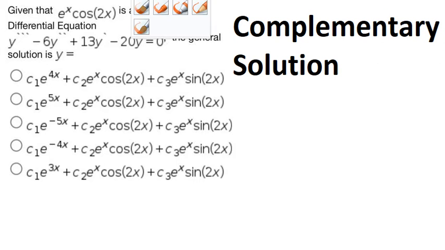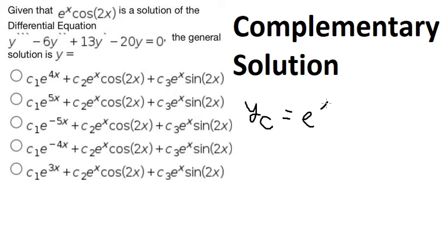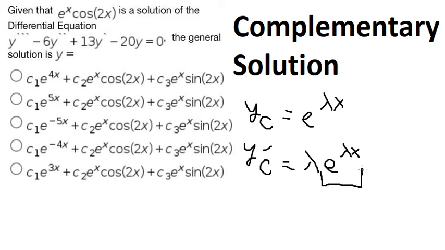So I will put yc. The c, from this letter in here, equals e to the power of lambda s. Now that's yc in here. We need to find first the derivative of the function. We will have lambda e to the power of lambda s, because for the first derivative of this one we keep e to the power of lambda s.